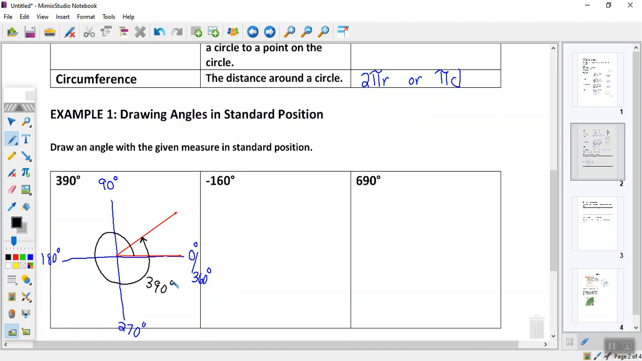Okay, friends, let's draw another one. This time, what do you notice about your angle this time? Negative. Okay, we've got a negative angle, so am I going to work clockwise or counterclockwise? Clockwise. And I should probably go back to this first example. 390 was positive, so that means rotate how here? Counterclockwise. So I'm just going to write that down. What should I write right here? Clockwise.